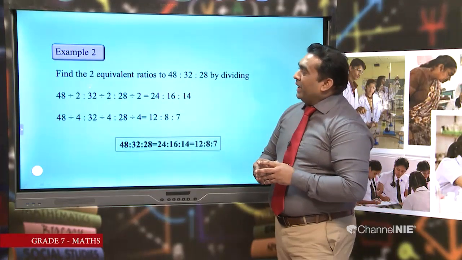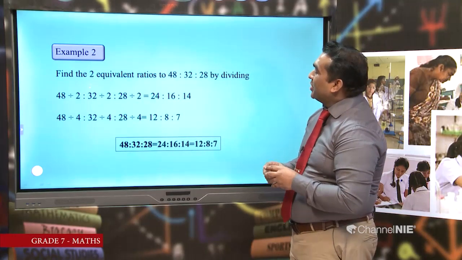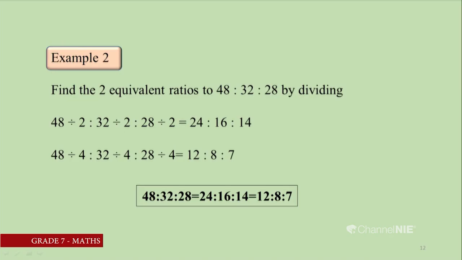Find the two equivalent ratios to 48 to 32 to 28 by dividing. Here also division is a great help for you. You can select 2: 48 over 2, 32 over 2, 28 over 2. As a result of the division, you have 24, 16, 14. How to read it? 24 to 16 to 14.